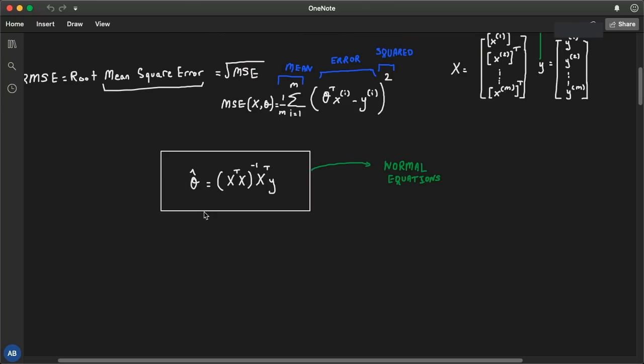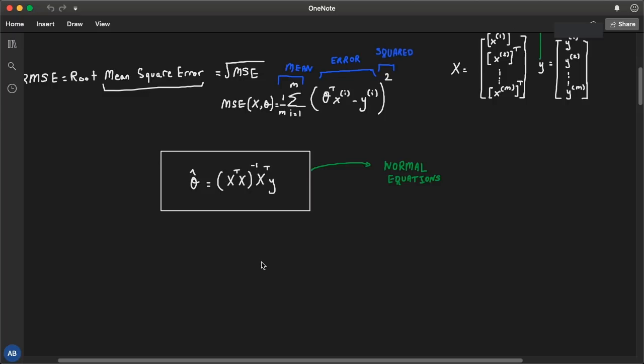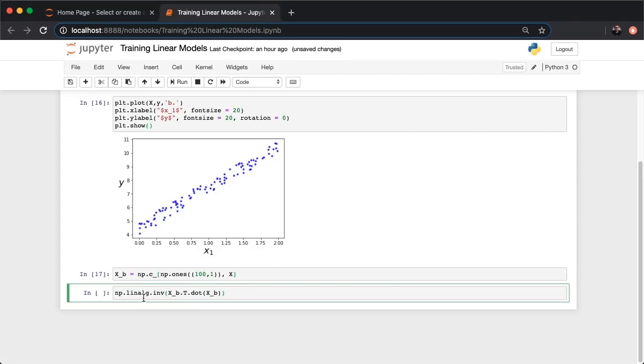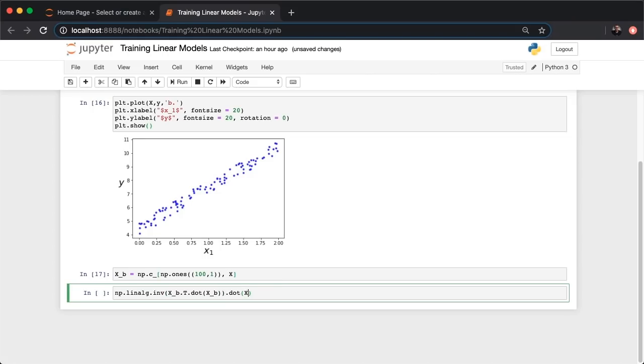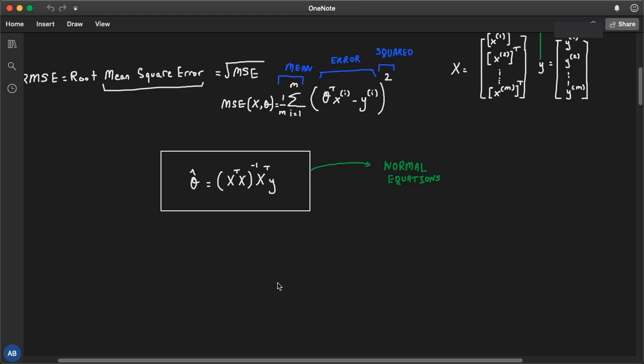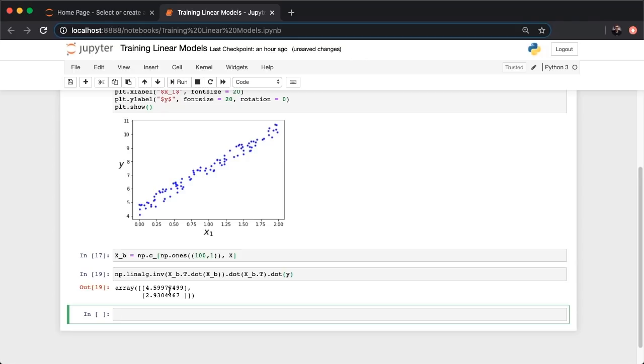Next, notice that in this equation we've got x transpose times x. So let's compute that. X_b.T, which stands for transpose, dot x_b means matrix multiplication. Then we take the inverse, using the linear algebra package in NumPy and calling the inverse function. Then you multiply this matrix by x transpose, so dot x_b transpose. And finally, you multiply by y, so dot y. And there you go. The first entry is your theta 0, and your second one is theta 1.